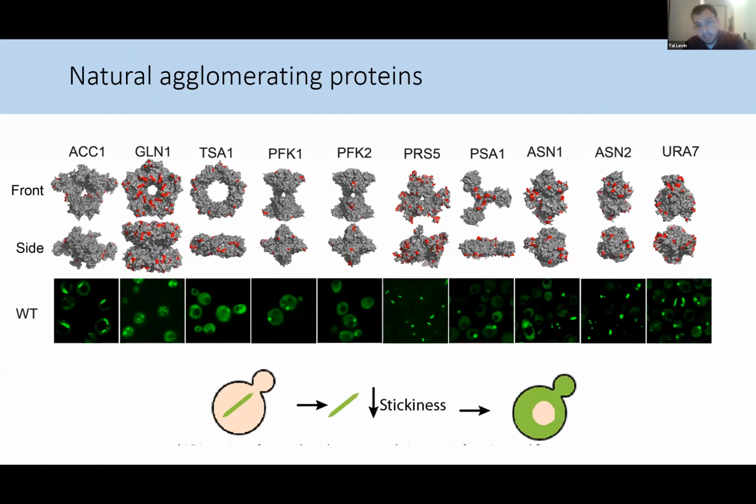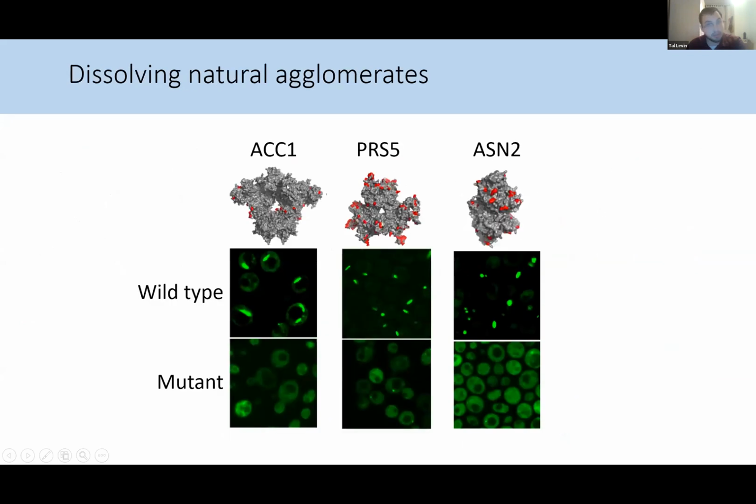Now we wanted to see natural yeast proteins, like those shown in large-scale screens, and how the agglomeration in these proteins affects the phenotypes of the cells. What we did, using structural properties alone, was decide which residues we might think that mutating them would reduce agglomeration. We did this blindly, strictly based on structural properties. And you can see in red the sites mutated for each protein. And for 3 of them, ACC1, PRS5, and ASN2, these mutations were able to significantly reduce the amount of agglomeration we see, both fiber and puncta.